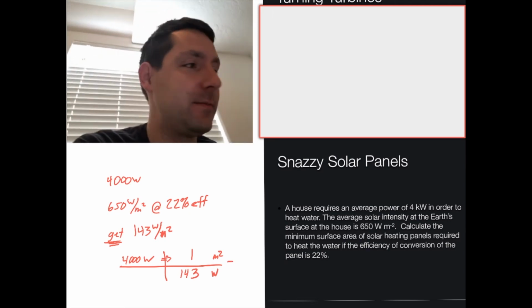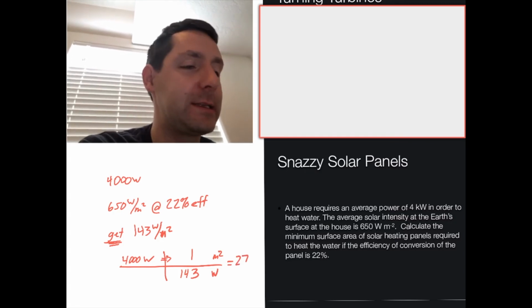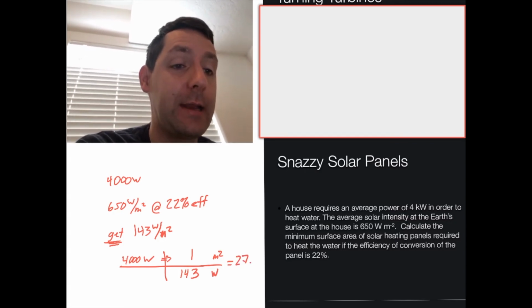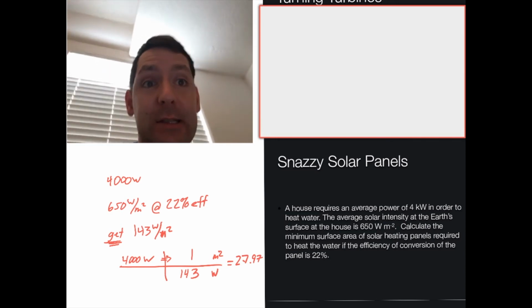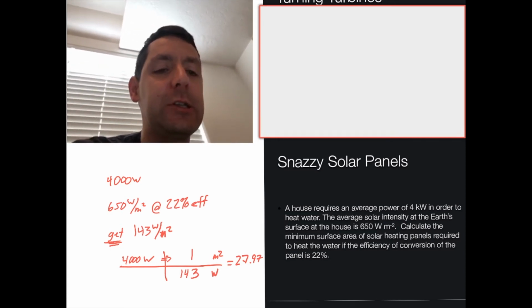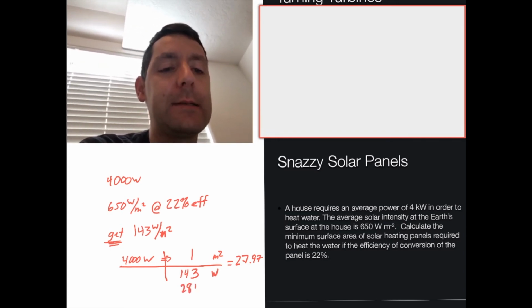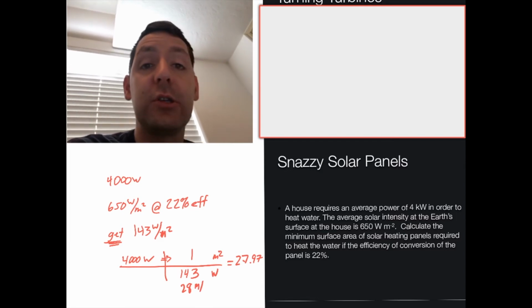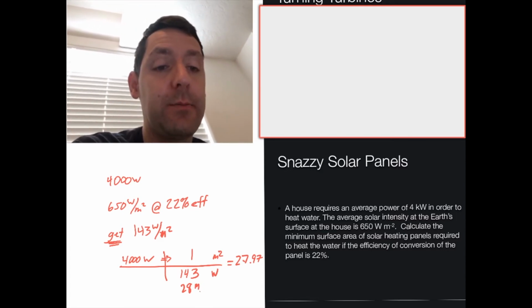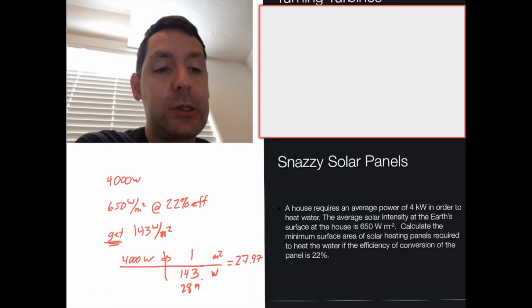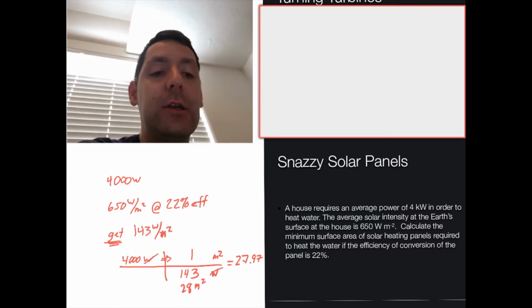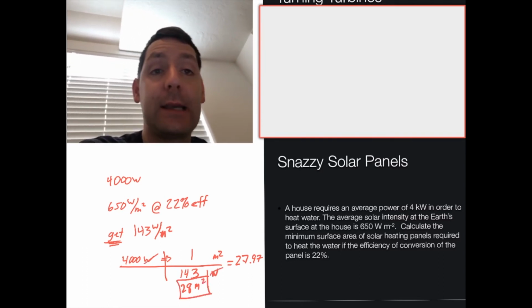If I approximate it, I get 27.97. And so my answer, because I'm going to round it at least to 3 digits, is going to be 28 meters squared. Sorry, that shouldn't be a per. Meters squared, because the watts are canceling out. So 28 meters squared. That's how much I need.